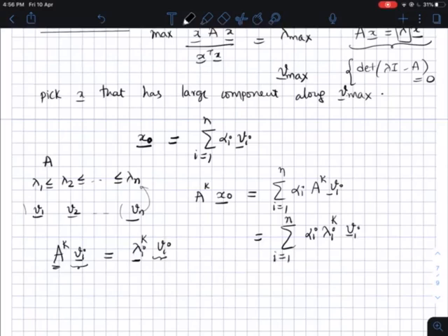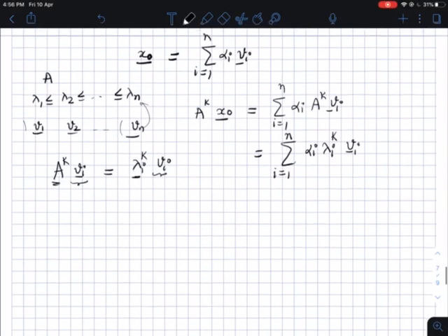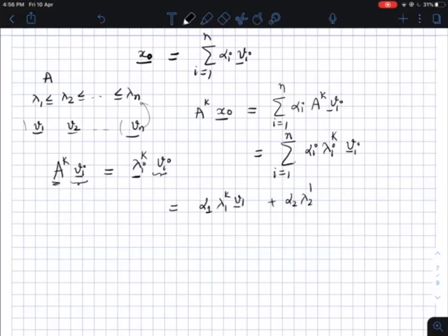So the whole idea that we want to exploit is maybe lambda n gets amplified the most as compared to the other lambdas. There are many assumptions that I'm making implicitly here. I hope I'll clarify a lot of these as we move forward in the analysis. Just to expand this whole thing out, this is basically alpha 1 lambda 1 to the k v1 plus alpha 2 lambda 2 to the k v2 plus so on, plus alpha n lambda n to the k vn.